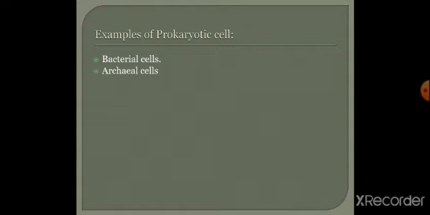Archaebacteria also come under the prokaryotic cell. And next is the cyanobacteria. Usually the cyanobacteria is BGA, that is blue-green algae, and you know that it prepares its own food by means of photosynthesis because of the presence of the green color. So cyanobacteria also come under the prokaryotic cell.